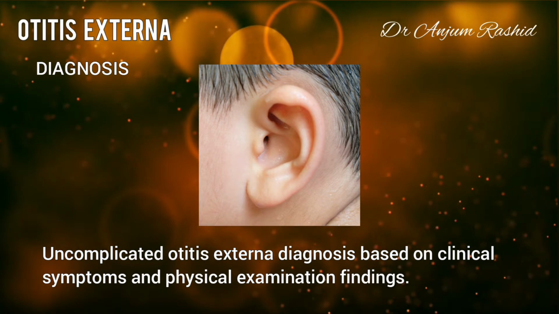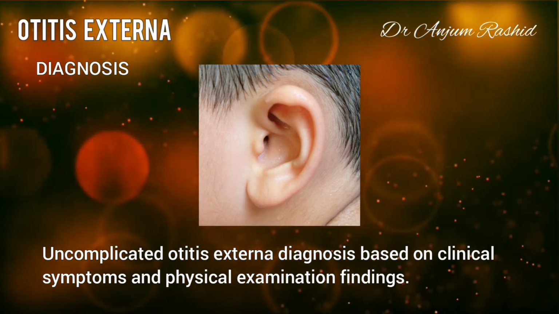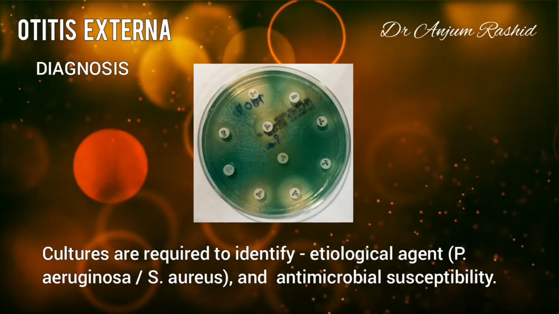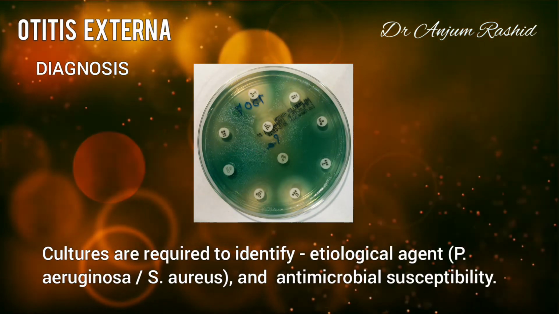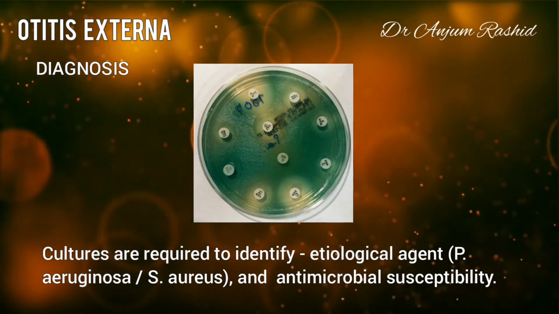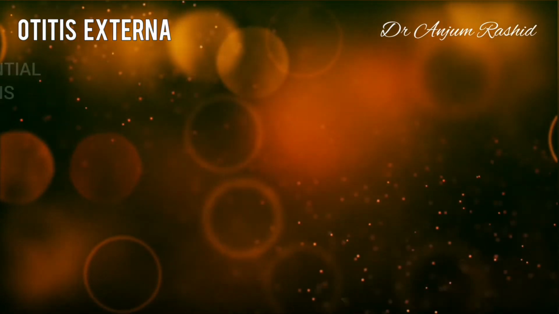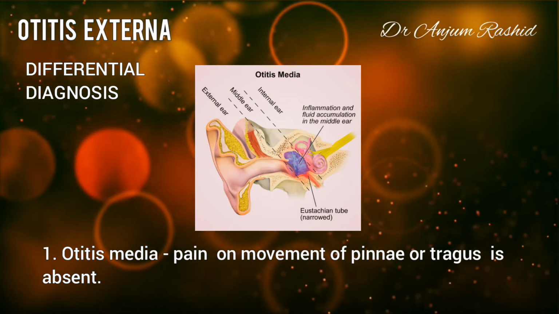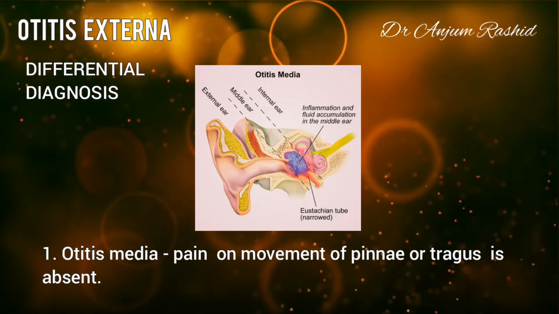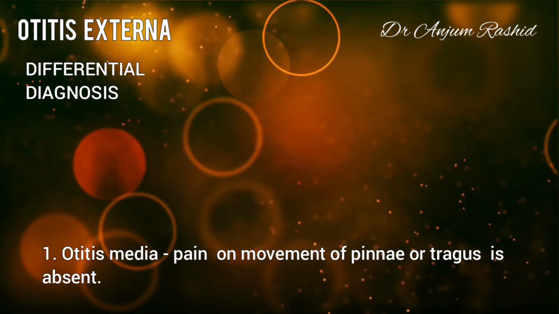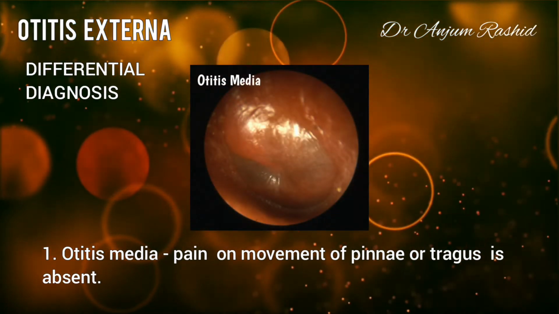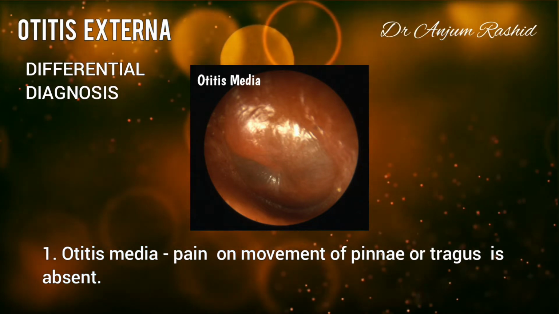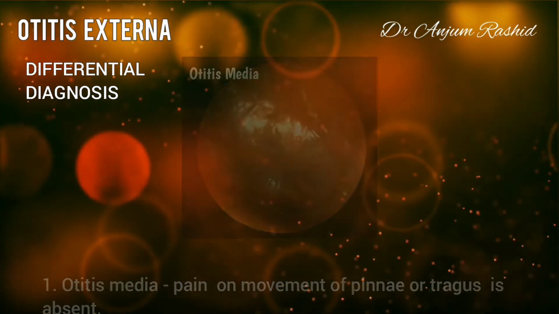Now the diagnosis of uncomplicated otitis externa usually is established on the basis of clinical symptoms and physical examination findings without the need for additional laboratory or microbiologic evaluation. But cultures are required to identify the etiological agent and the antimicrobial susceptibility. Now the differential diagnosis. Otitis media with tympanic perforation and discharge into the auditory canal may be confused with otitis externa. But pain on movement of the pinna or tragus, typical of otitis externa, is absent in otitis media.